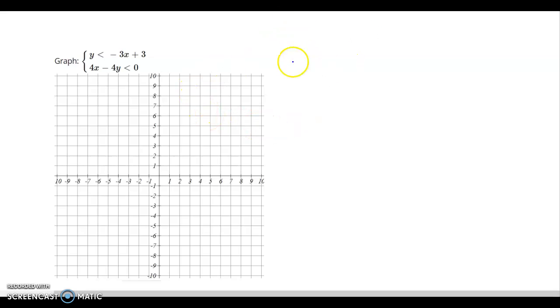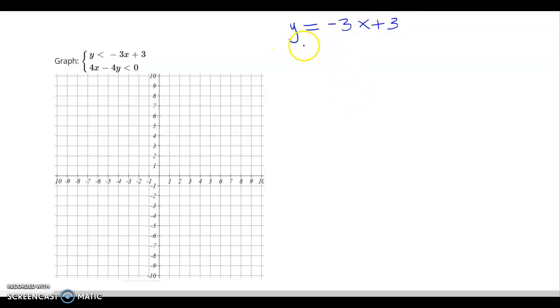All right, in this problem, we need to graph both of these lines. Now, because they're inequalities, we need to make sure we also do a dotted or a solid line and that we include shading. So what I'm going to do is just one of them at a time. Let's start with the first one. Now, when we're finding the line, we can just think of it as y equals negative 3x plus 3, just while we find those first couple of points.